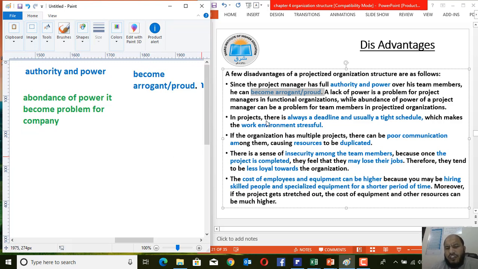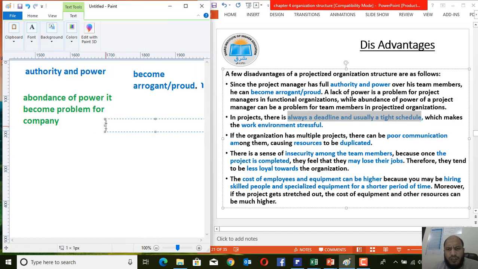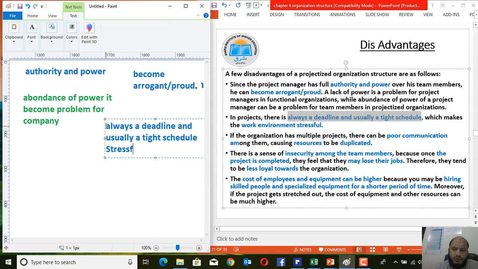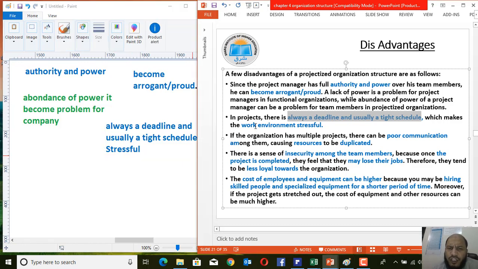Also, we may say that in a project there is always a close deadline and tight schedule. So here the work environment is always stressful, and I mean the employees may feel stress because the work is too hard, and there is a tight schedule. You should achieve those goals and objectives.